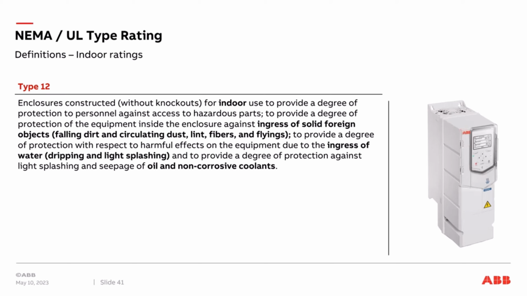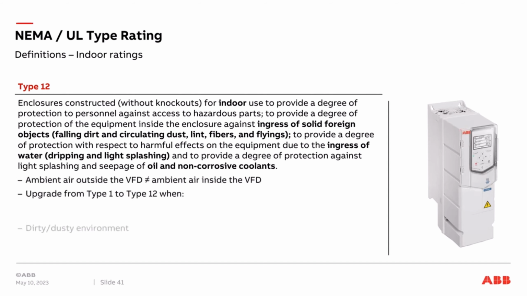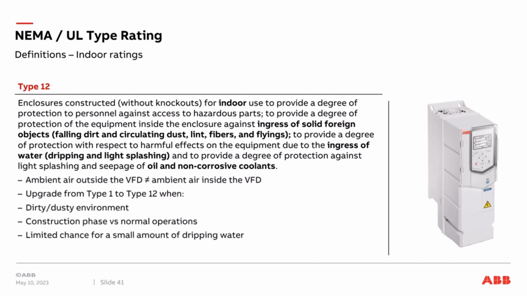So, looking at a Type 12 enclosure, the ambient air on the outside is not equal to the ambient air inside the enclosure. We've upgraded from Type 1 to Type 12 when it's a dirty, dusty environment. Construction phases versus normal phase is something to consider, but one of the things that happens is if you're going to have drives mounted in a mechanical room, especially in the desert areas where they open the doors up for cooling, that means you have a lot of dust and other things that could come in from the desert areas. So there's a limited chance for small amounts of dripping water, and you have to look at it. Do I really want to put the drive there in the first place? ABB has a Type 12 enclosure system for the base drive that's very cost effective.